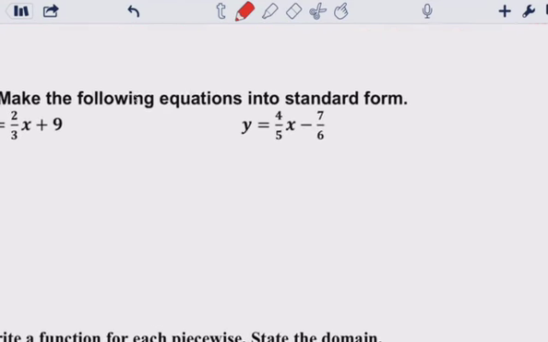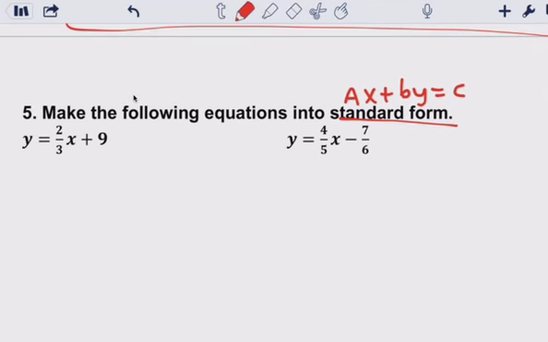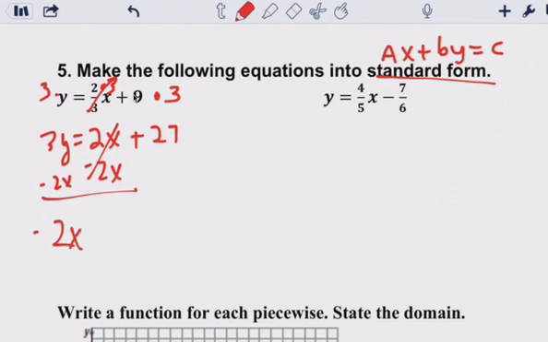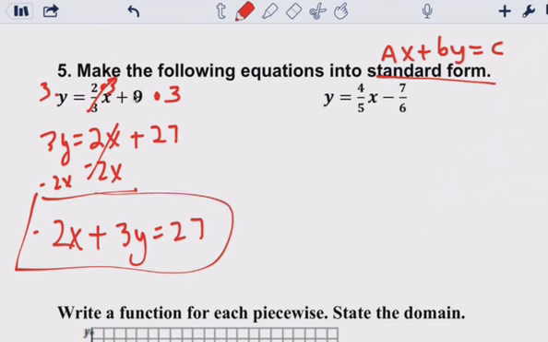Making the following equation in standard form. Standard form is ax plus by equals to c. Get rid of the fraction first, times it by 3. Least common denominator. Got 3y, get rid of that. 2x equals plus 27. Okay, minus 2x, minus 2x, you got negative 2x plus 3y equals to 27. That's in standard form. Same thing here.